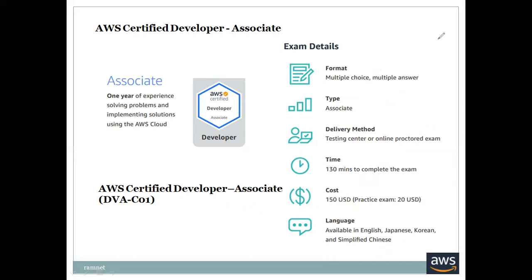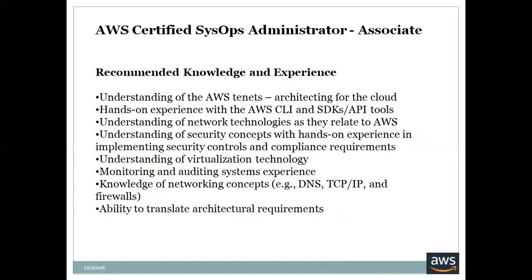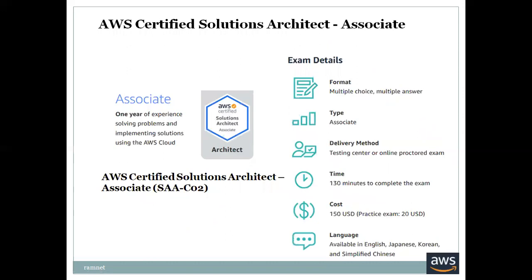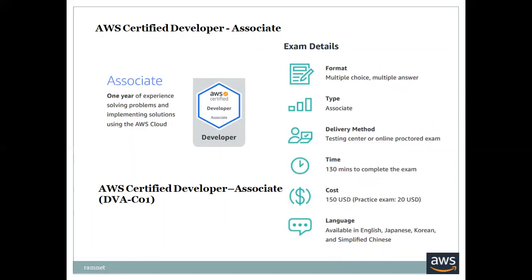So as we've seen, the Developer Associate, and the SysOps Administrator Associate, and the Solutions Architect level Associate. There are 3 certifications at the Associate level: Solutions Architect Associate, SysOps Admin Associate, and Developer Associate. But I would recommend that people have at least 3 to 4 years of experience in the IT industry, as well as 1 or 2 years of experience in AWS, and then take proper training.